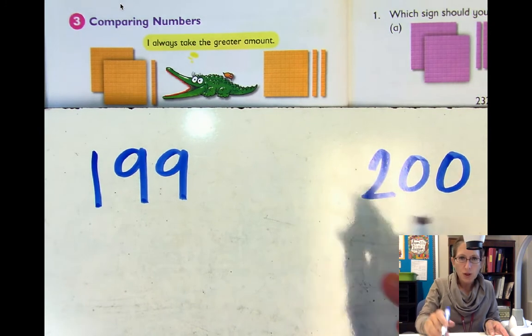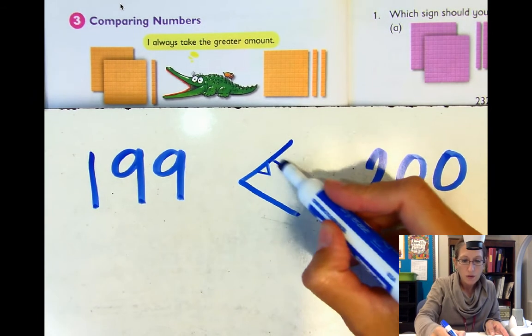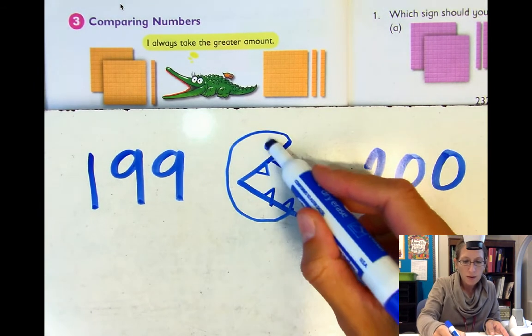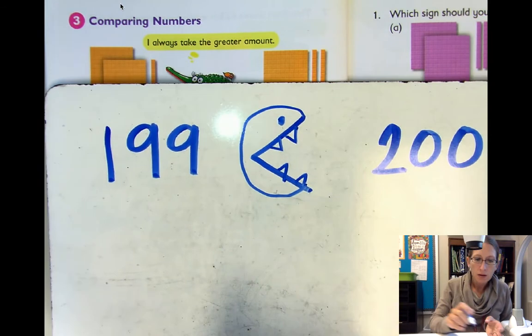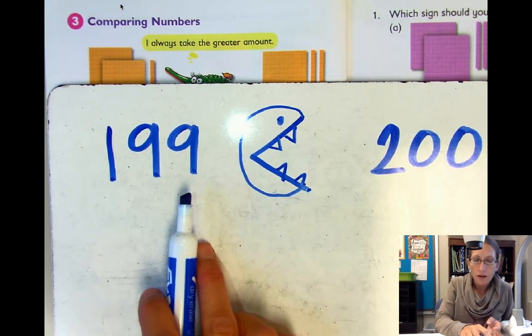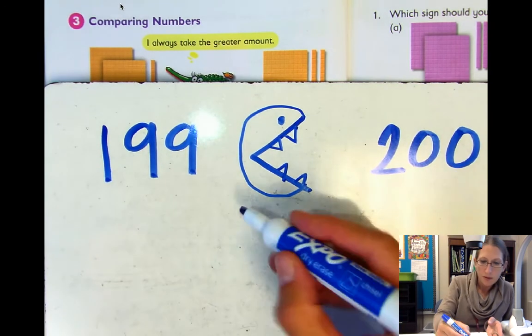Okay, so the creature wants to eat the bigger one. It's this one, isn't it? It's 200. So the creature wants to eat the bigger one. And so how we read that is, 199 is less than 200.